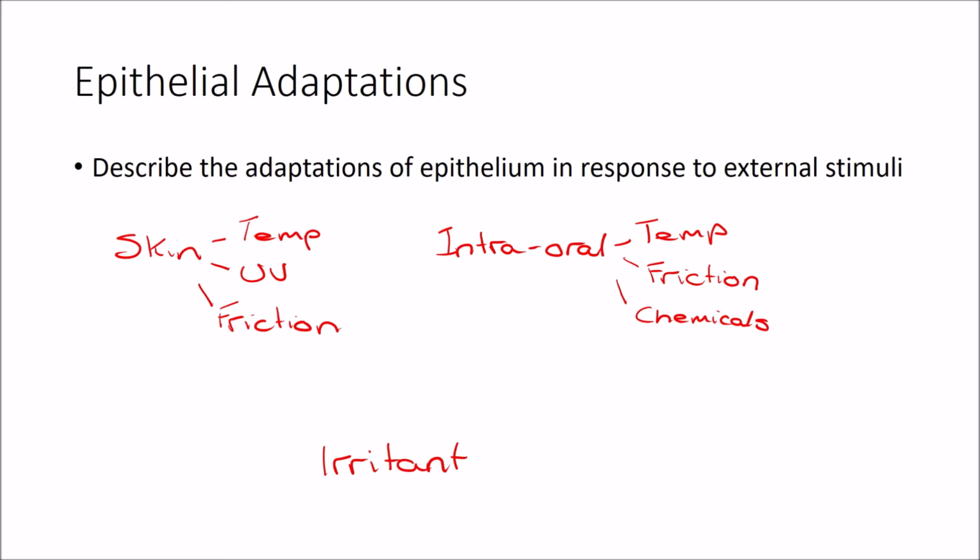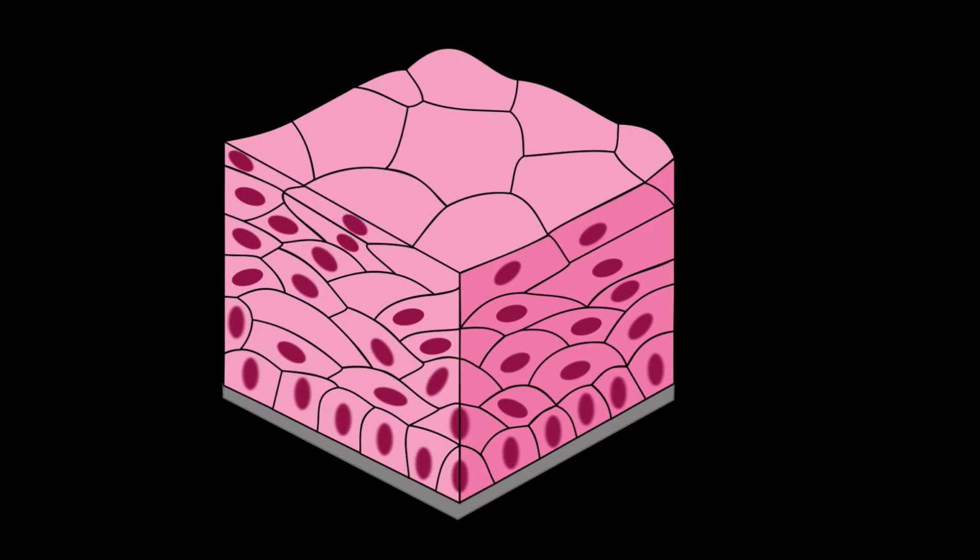So let's think specifically about stratified epithelium. Simple epithelium does not adapt well. Simple epithelium is not designed to be in areas of friction or areas exposed to potential damage. And you know that from the structure of simple epithelium. It's only one cell thick, and therefore it's not going to tolerate very much. Stratified epithelium is where you see these adaptations because it is designed to tolerate friction.